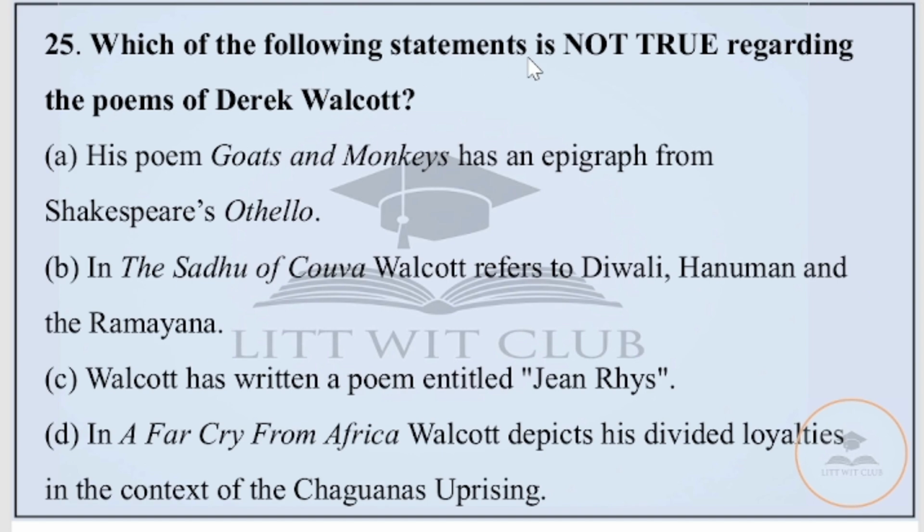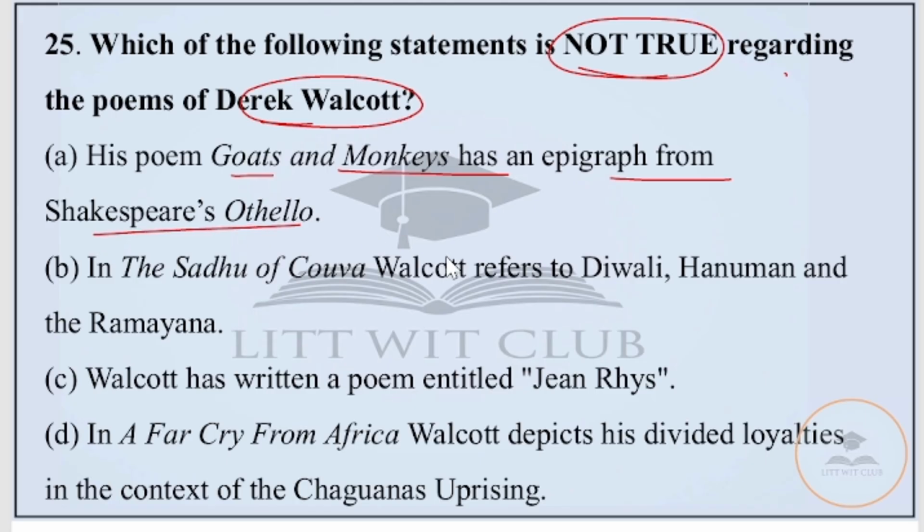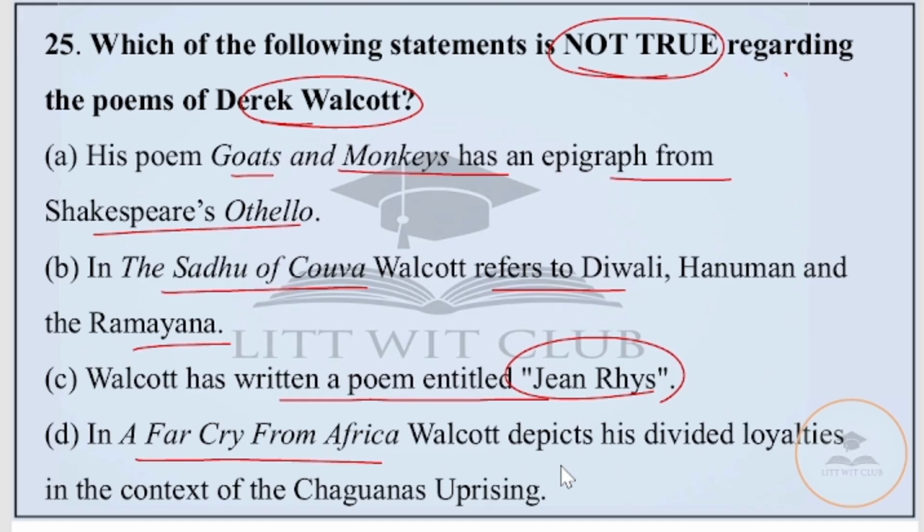Question number 25. Which of the following statements is not true regarding the poems of Derek Walcott? Option A: his poem Goats and Monkeys has an epigraph from Shakespeare's Othello. Option B: in The Sadhus of Kawa, Walcott refers to Diwali, Hanuman, and Ramayana. Option C: Walcott has written a poem entitled Jean Rise. Option D: in A Far Cry from Africa, Walcott depicts his divided loyalties in the context of the Chaguanas uprising. And the not true option is option number D. That is, in A Far Cry from Africa, Walcott depicts his divided loyalties in the context of the Chaguanas uprising.